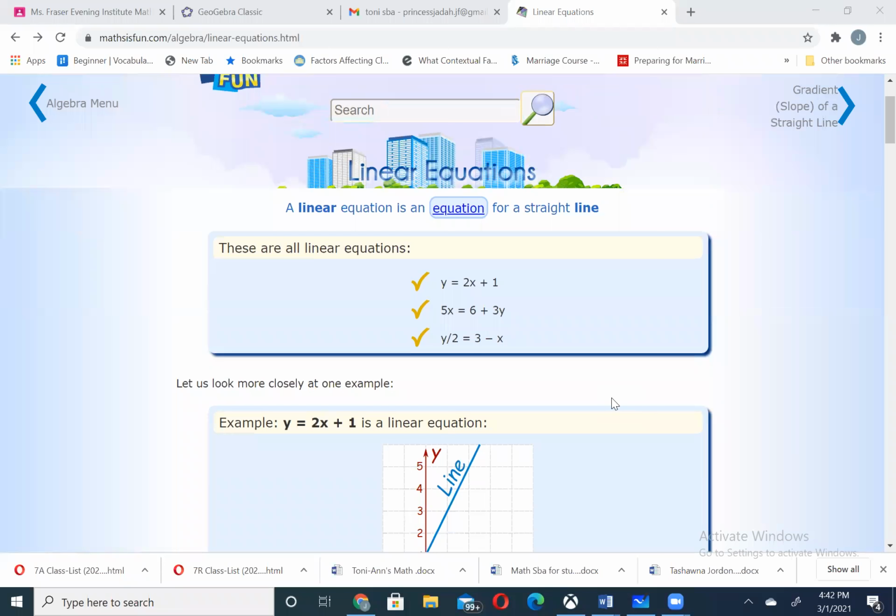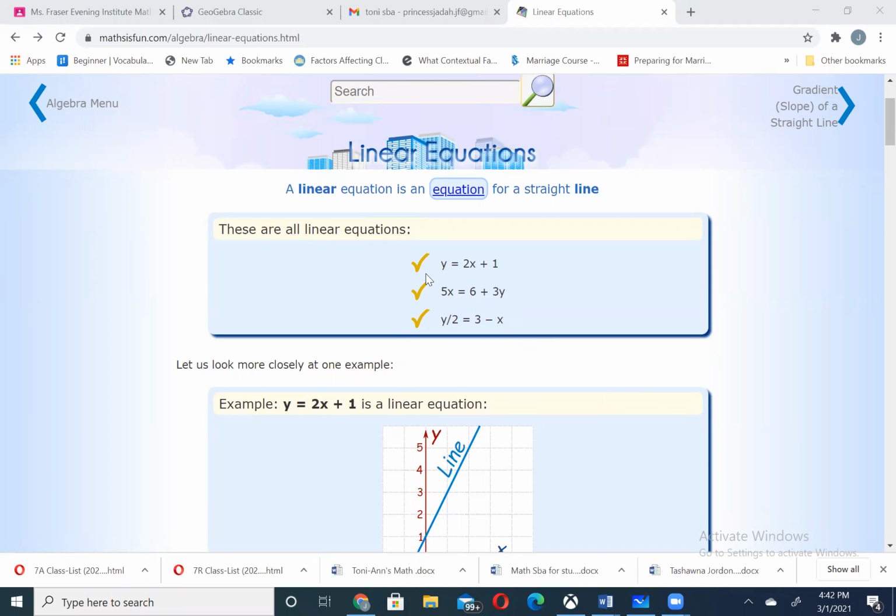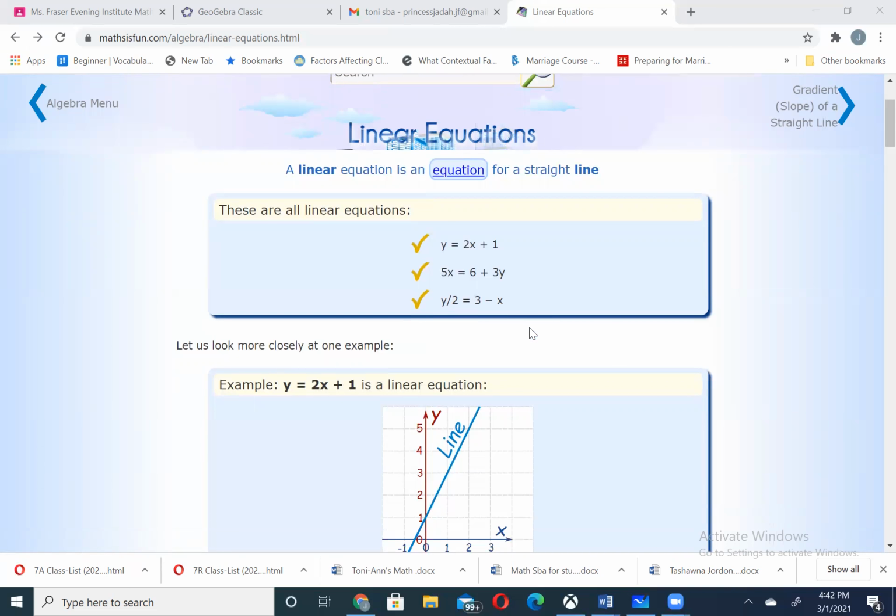All right, so we are looking at graphing linear equations. And a linear equation is the equation for a straight line. Now, there are different formats in which linear equations can appear. As you see here, you can have y equals 2x plus 1 as an example, 5x equals 6 plus 3y, or y upon 2 equals 3 minus x.